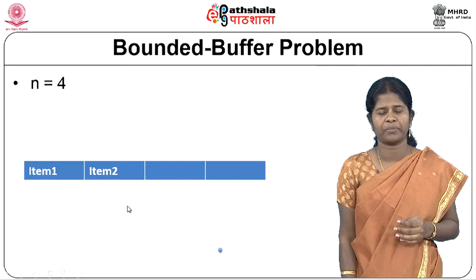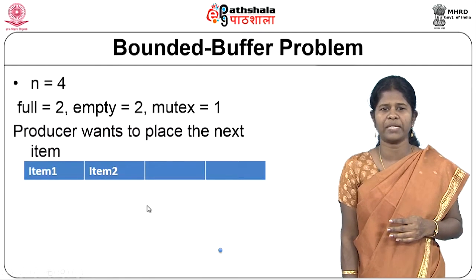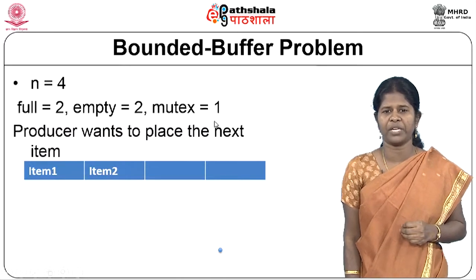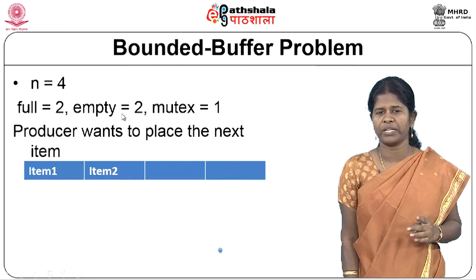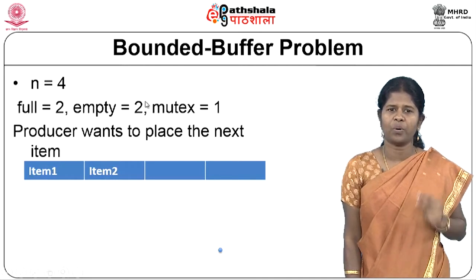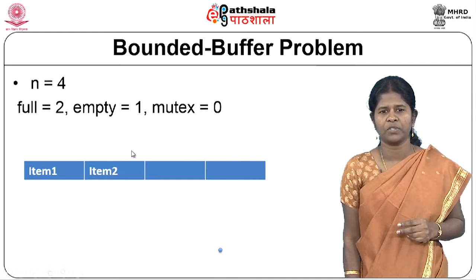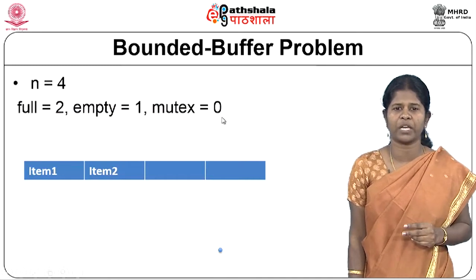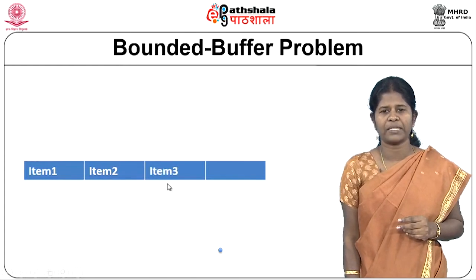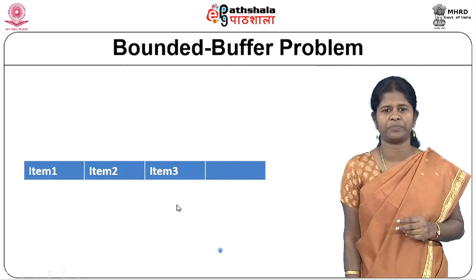And now if the producer wants to place the next item into the buffer, it will have to wait on empty, wait on mutex. So, it is 2 and 1 currently, and it will change to 1 and 0. So empty becomes 1 and mutex becomes 0. The producer places the next item, item 3, into the buffer.